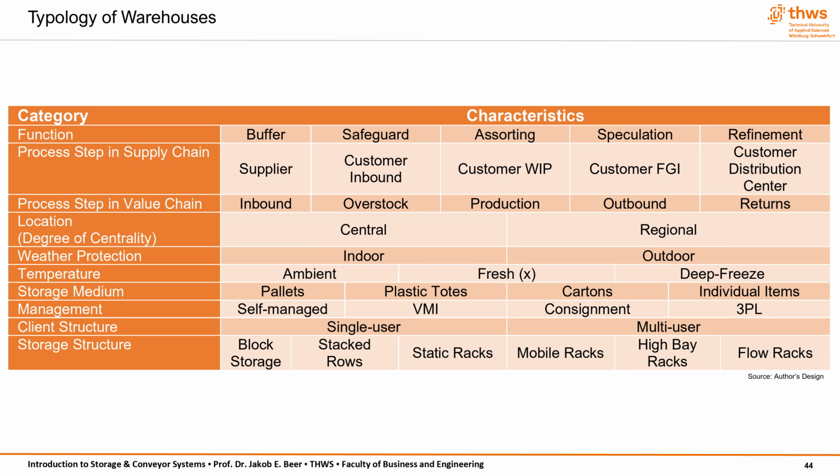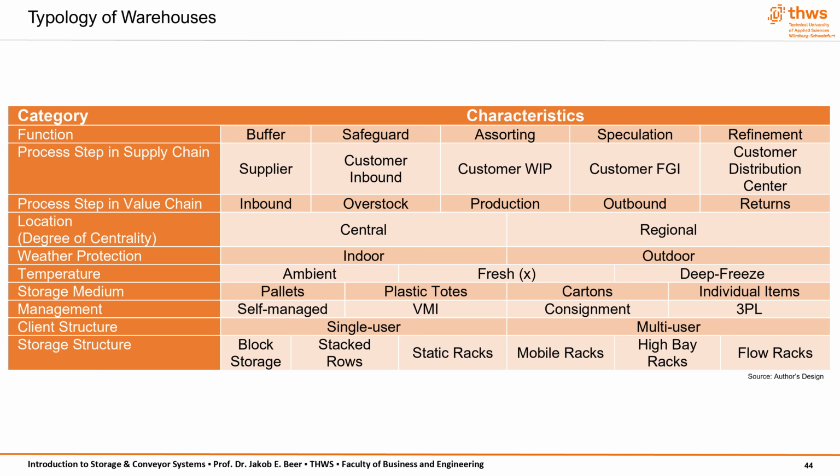Temperature is another parameter. Most warehouses operate at ambient temperature, which means no heating or cooling beyond general building climate. For food, pharmaceuticals, and certain chemicals, temperature control is essential. Fresh storage typically means temperatures between 2 and 7 degrees Celsius. This requires insulated walls, airlocks, and constant monitoring.